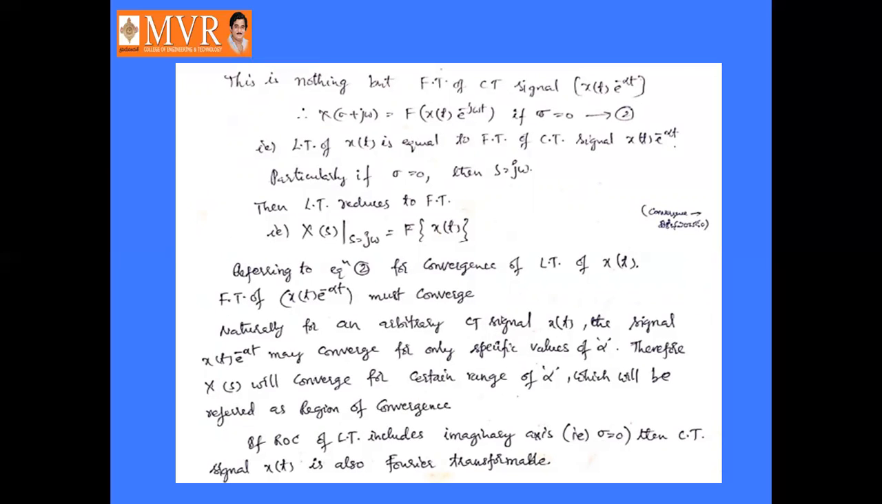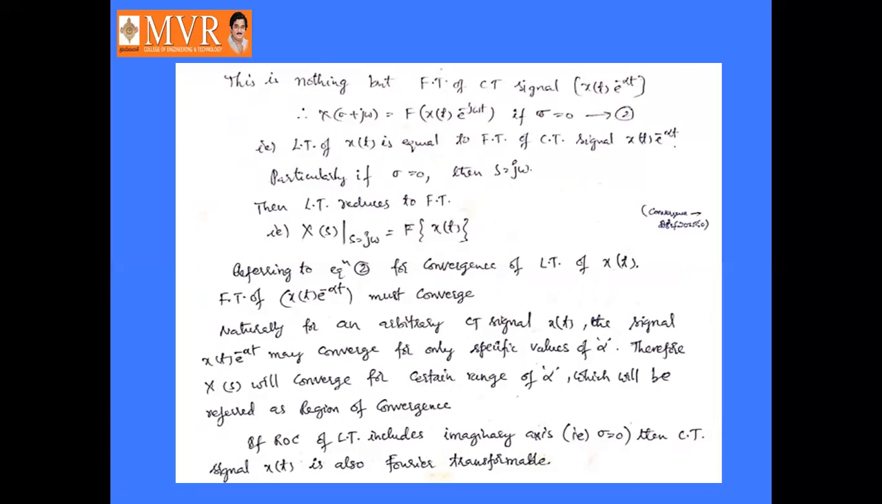If sigma is 0 in the Laplace transform, then it is nothing but the Fourier transform. So the Laplace transform of x of t is equal to the Fourier transform of the continuous time signal x of t into e power minus alpha t. Particularly, if sigma is 0, then s equals j omega. Then the Laplace transform reduces to the Fourier transform. That is, the Laplace transform at s equal to j omega is nothing but the Fourier transform of x of t.